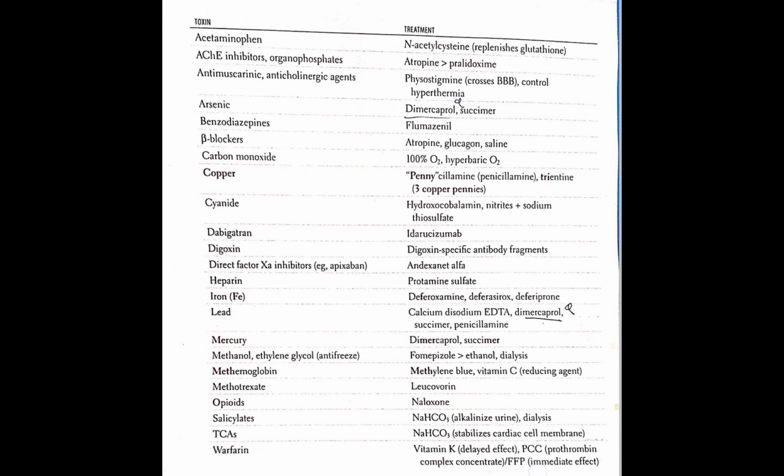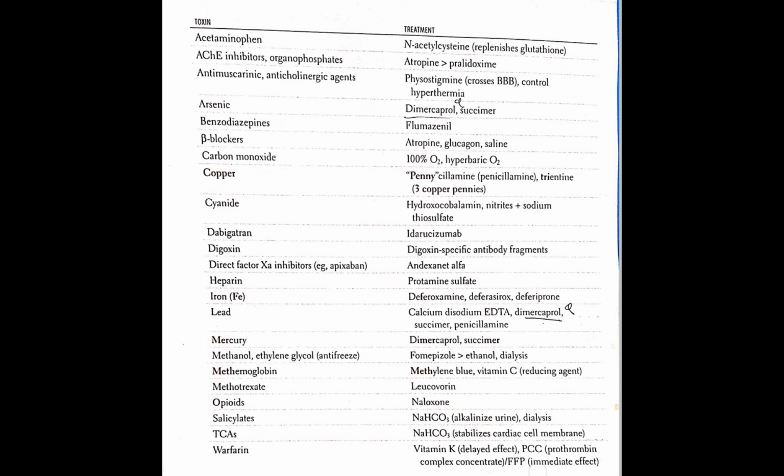Then next we have the specific toxins and their treatment. Acetaminophen, also known as paracetamol: its treatment is N-acetylcysteine. Acetylcholinesterase inhibitors and organophosphates, for example neostigmine and physostigmine: we will be using atropine more than pralidoxime.